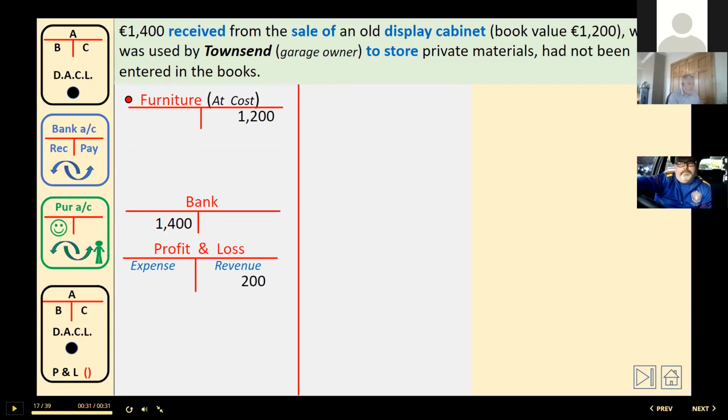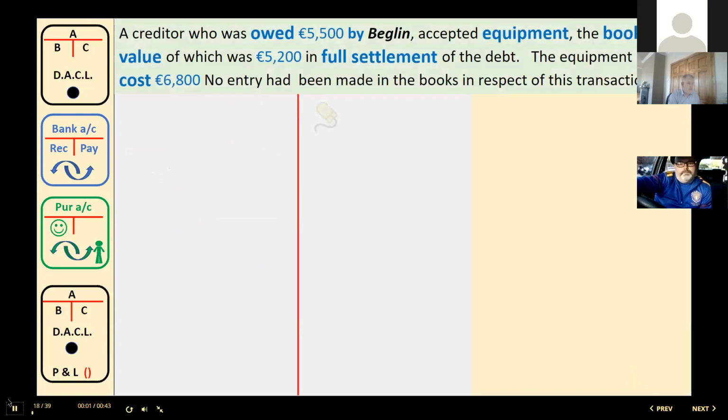Okay, I'm moving on because I want to take a look at a particular one. This is 3A. And the reason I'm doing this, and this occurred in this year's mock: a creditor who was owed 5.5 by Beglan accepted equipment, the book value of which was 5.2. So the book value was 5.2, the equipment had cost 6.8. So we have a cost figure, we have a book value, which means we can find the depreciation figure, and the same approach, we get the cost out of equipment and into a disposal.